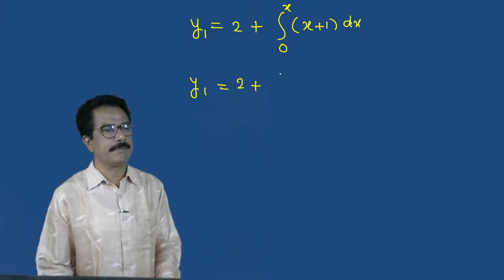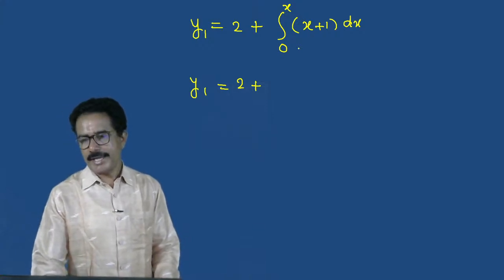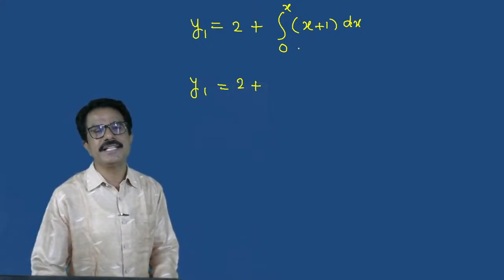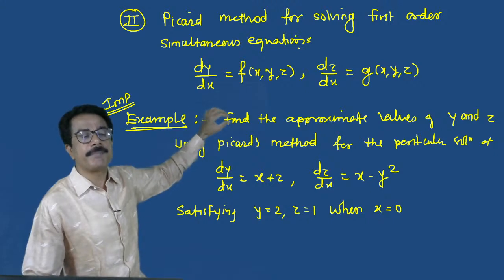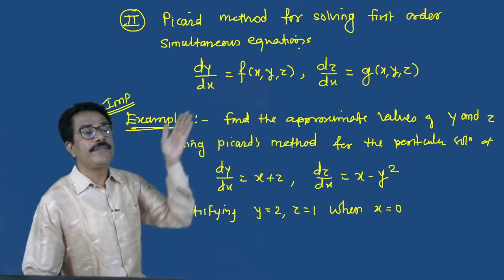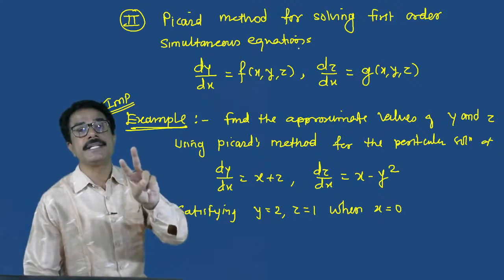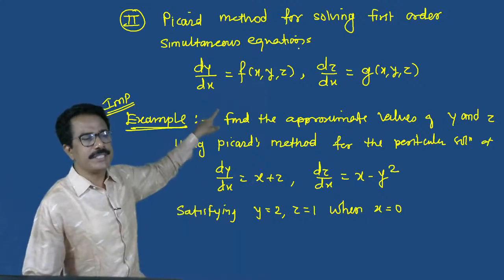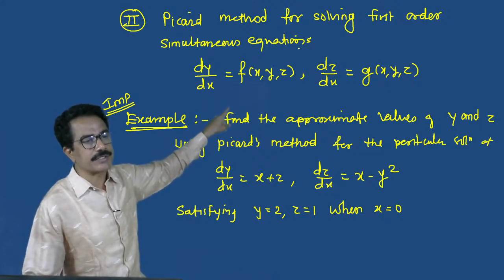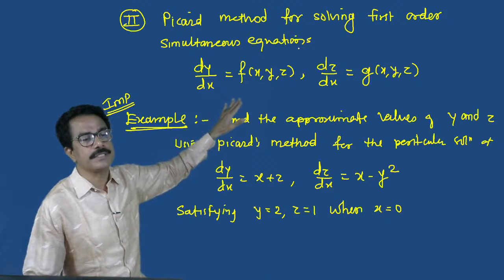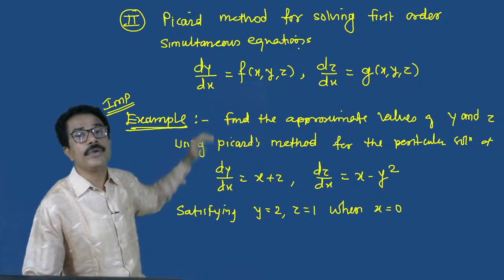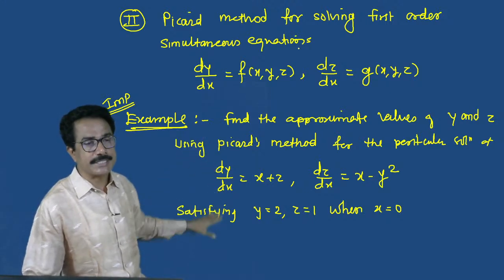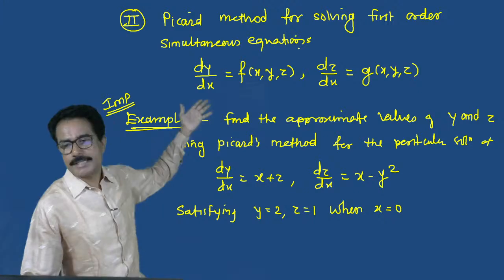Okay, Gautam Kumar, I shall explain in Hindi also. Now this is Picard's method. This is a particular method for solving first order simultaneous differential equations. First is dy by dx equals f of x comma y comma z, and dz by dx equals g of x comma y comma z. Then how to solve these differential equations simultaneously? We have given one example. By using this example you will get the solution method of simultaneous differential equations.